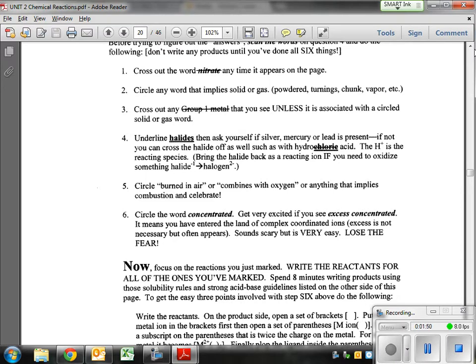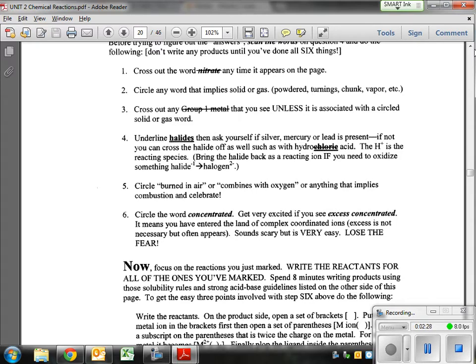We're also going to circle any word that states something about a state of matter other than aqueous. So solid or gas, we're going to circle. Now there's a lot of different words for solid. If it describes its texture, typically it's a solid. So powder, turnings, chunks. If it describes mossy, like these, there's a whole bunch you can get. Gases, they'll either say gas or they'll say vapor. You're going to cross out any group 1 metal unless it is circled because it's a solid or gas.